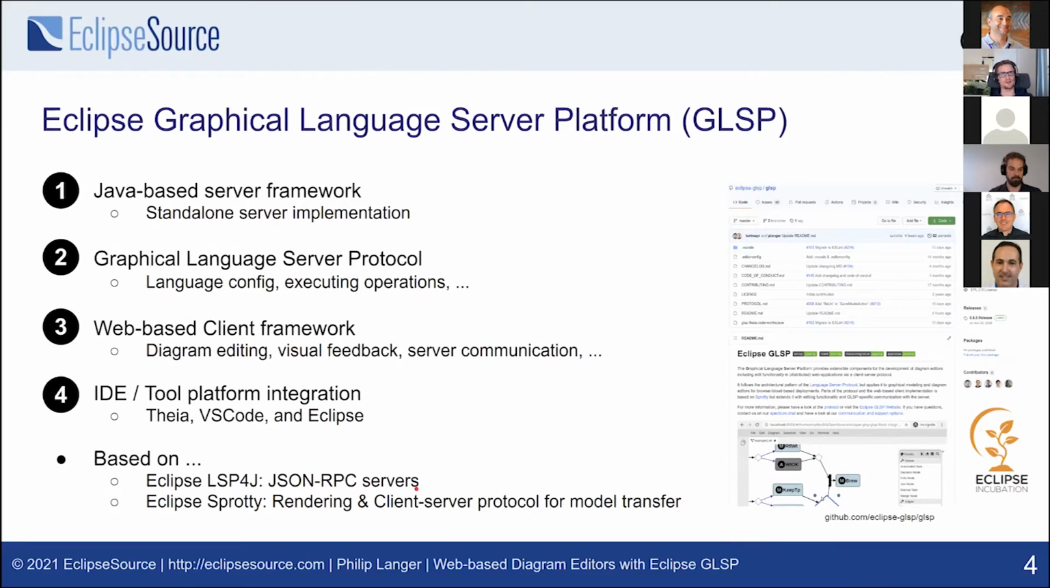So therefore, the project provides four main components, I would say. It provides a framework, which is Java-based, for the server to build specific diagram servers. So you can use that framework to build, for instance, a diagram server for UML class diagrams, for sequence diagrams, business process modeling languages, or whatever graphical language you would like to achieve. The second part it provides is the protocol definition, which concerns things like the language configuration, notifications about executions of operations and stuff like that.